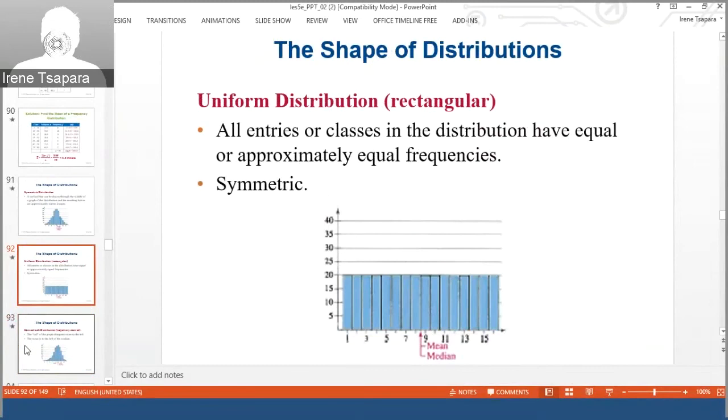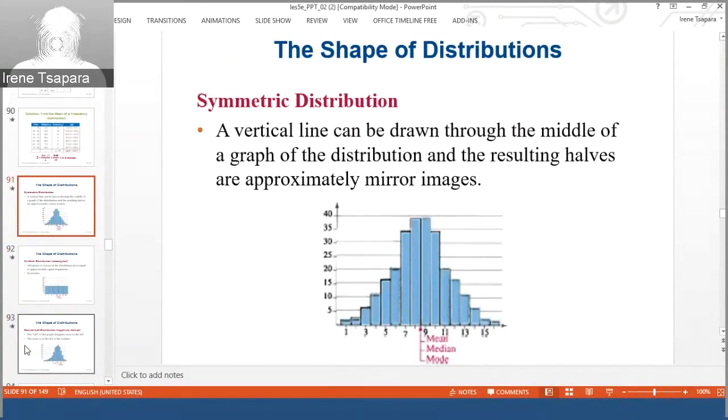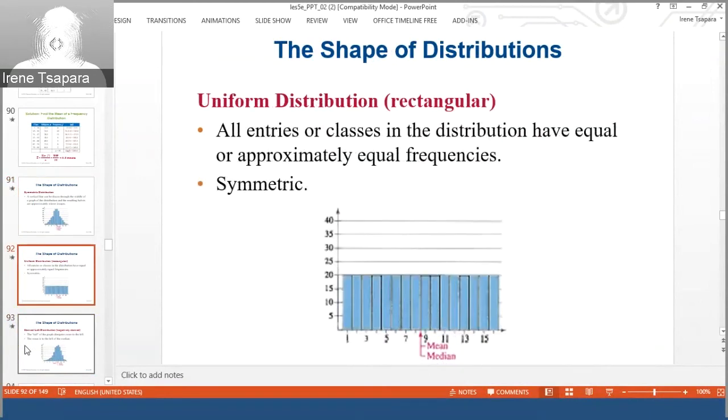Just making sure that we know how we call the distribution. Symmetric distribution is something like that, as you can see, very similar to the bell curve. Uniform distribution is rectangular, basically equal classes for each one of the different classes. We have the same frequency, and the mean, the median, and the mode are usually, since it is symmetric, in the middle of the distribution.